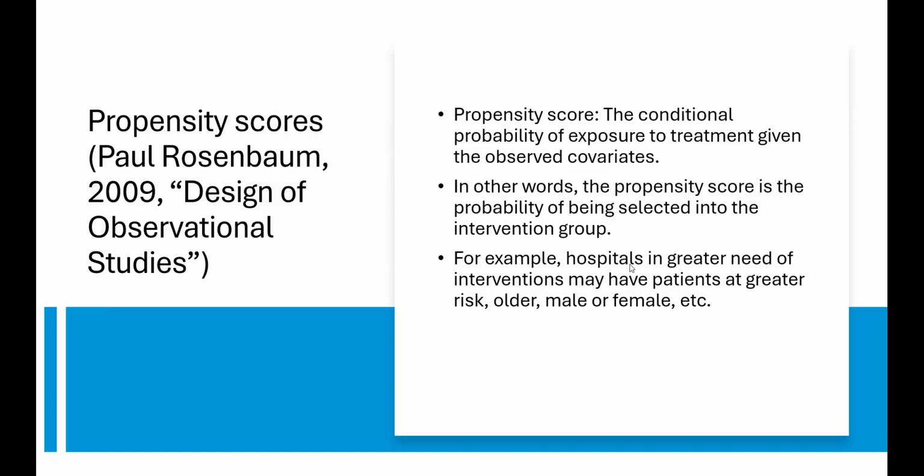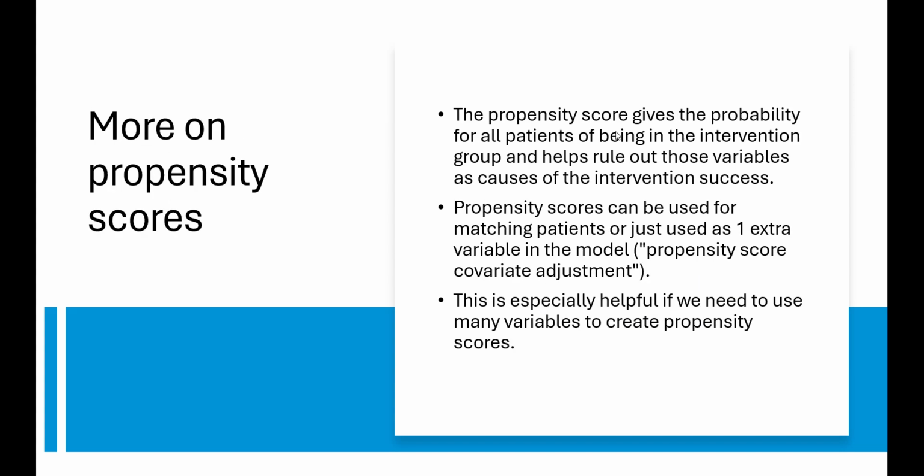For example, hospitals in greater need of interventions may have patients at greater risk that are older, male or female, etc. The propensity score gives a probability for all patients of being in the intervention group and helps rule out those variables as causes of the intervention success. Propensity scores can be used for matching patients or just used as one extra variable in the model. And we call that propensity score covariate adjustment. This is especially helpful if we need to use many variables to create propensity scores.